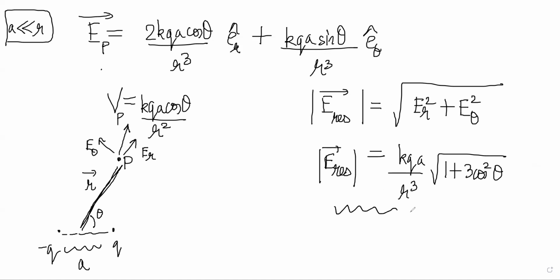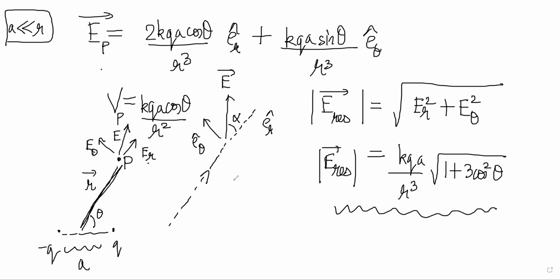This is the resultant magnitude of the electric field at this point, right? The direction of this electric field is obviously not in the same direction as the theta, because it is a resultant of ER and E theta. So if the direction of the R vector is like this, your field vector is like this. There is a particular angle between the resultant field and the ER vector. That angle can be calculated.